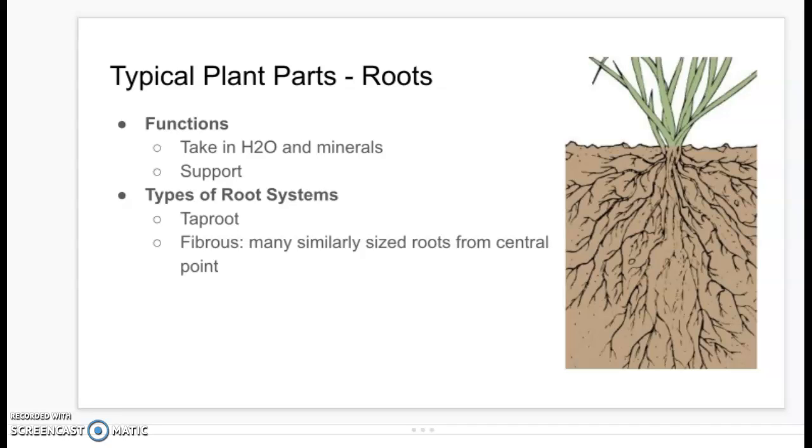The second system is called fibrous. If you notice, there is one centralized point right here, and from this point, many different root systems can expand. This fibrous root allows plants to have multiple regions to pull resources from for things that they need.